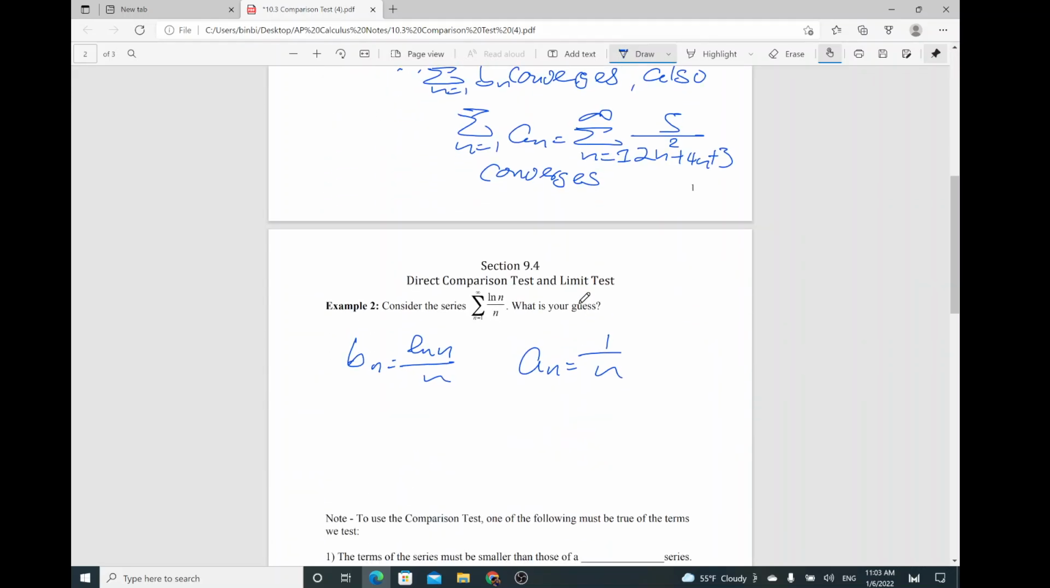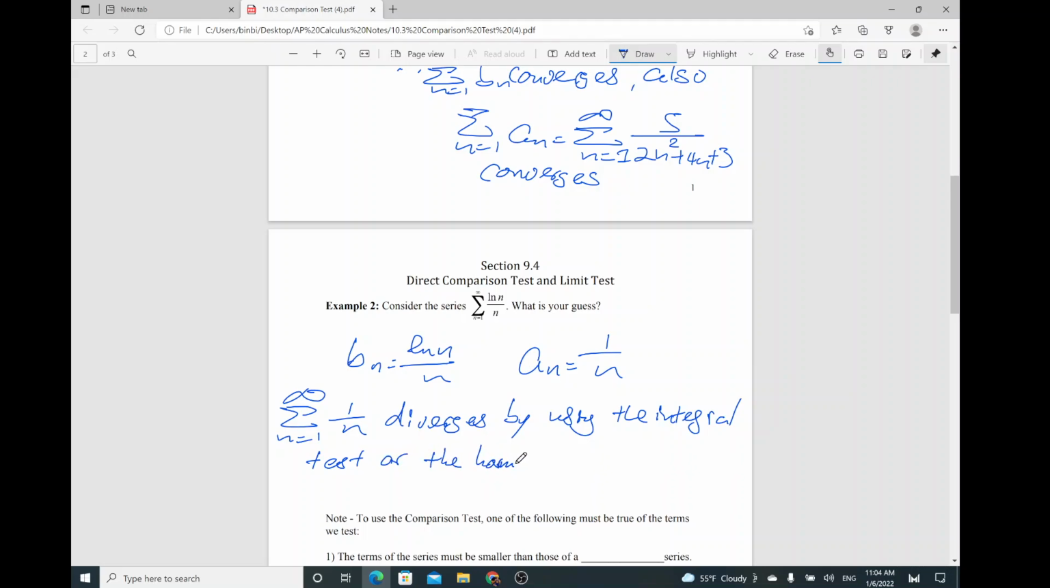Since we set up that a sub n series, we do know that it's a harmonic series. So obviously this one diverges by using the integral test. We talked about that in the last video, the integral test to prove that the harmonic series diverges.